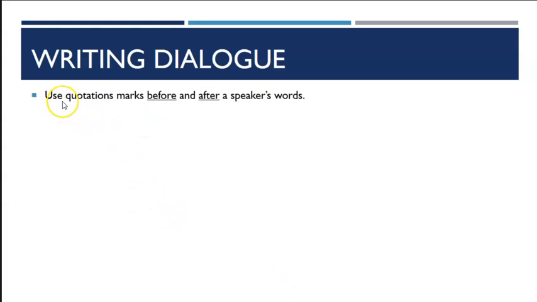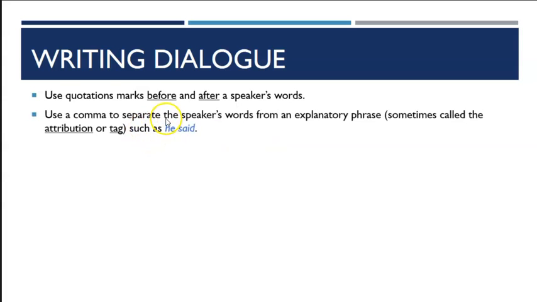Punctuating dialogue. Okay, so this is different than citing from a text. When you write dialogue, okay, you're going to use the double quotation marks before and after a speaker's words. Okay, so you're going to use a comma then to separate the speaker's words from that explanatory phrase, which is what we call the tag or attribution, such as he said. Okay, an example: "My favorite dessert is ice cream," Iris said. So Iris said is our attribution or tag, right? It's telling us who is saying the words. It is separated from the dialogue, which is in the quotation marks, with a comma. Okay, so the comma goes inside here.